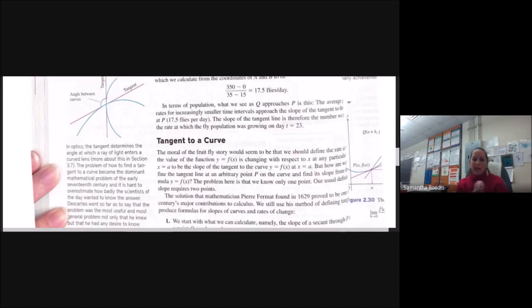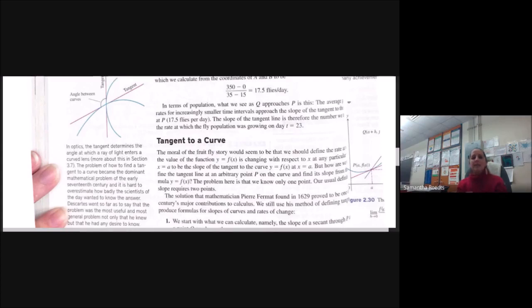Finding the tangent to a curve basically came about with Pierre de Fermat, and he came up with steps in order to find this tangent. The moral of our fruit fly story would seem to be that we should define the rate at which the value of the function y equals f of x is changing with respect to x at any particular x equals a to be the slope of the tangent to that curve. But how do we define the tangent line at any point P on the curve and find its slope from the formula y equals f of x?